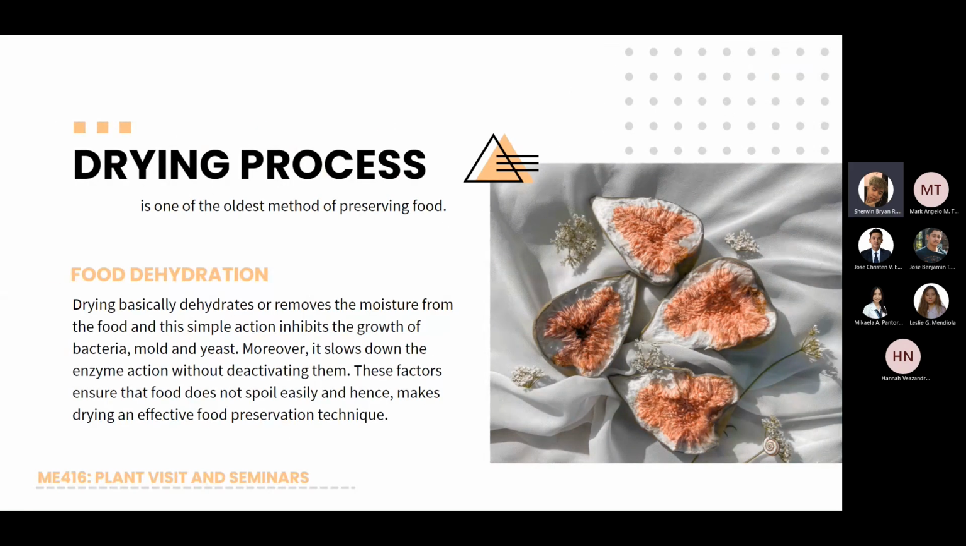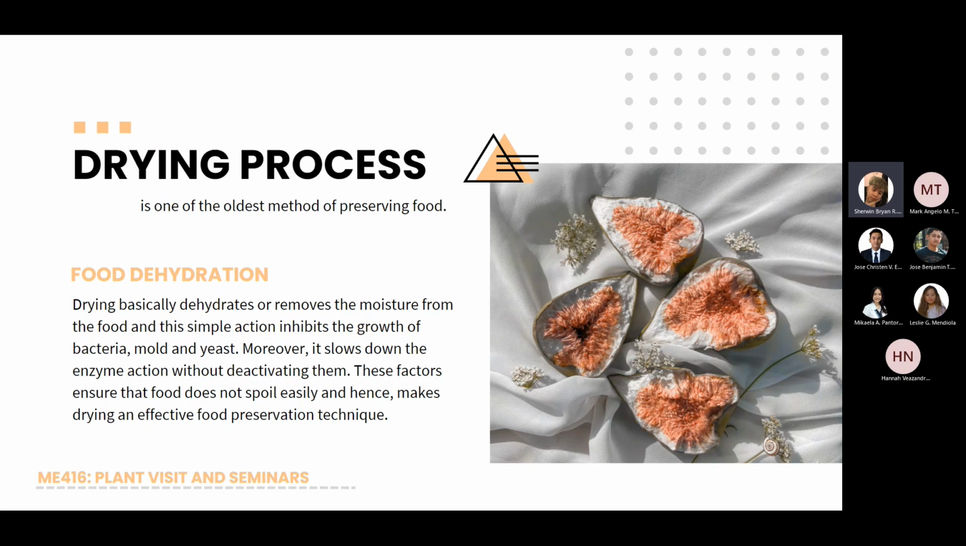So ano nga ba yung drying process? It is said that drying process is one of the oldest method of preserving food. Tinatawag rin siyang dehydration. Drying basically dehydrates or removes the moisture from the food, and this simple action inhibits the growth of bacteria, mold, and yeast. Moreover, it slows down the enzyme action without deactivating them. These factors ensure that food does not spoil easily, and hence makes drying an effective food preservation technique. So yun nga ginawa basically para mas mapahaba yung lifespan ng mga pagkain at hindi agad masira.